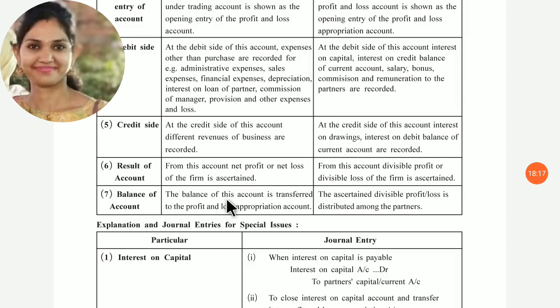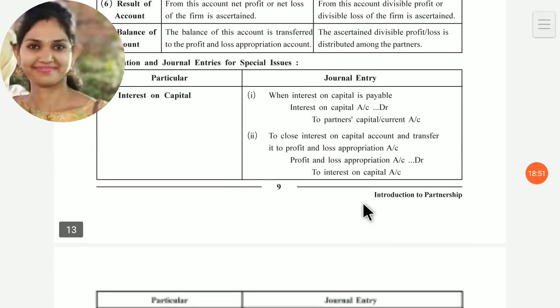Balance of the account: the balance of the P&L account is transferred to the P&L appropriation account. The ascertained divisible profit or loss is distributed among the partners. See, we transfer the gross profit to the P&L account, then in the P&L account we get the net profit or net loss, which is transferred into the P&L appropriation account. And the balance of the P&L appropriation account is transferred to the partners' capital accounts. Right, girls?